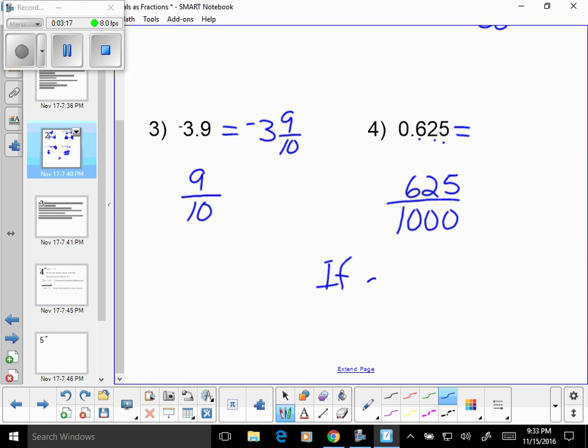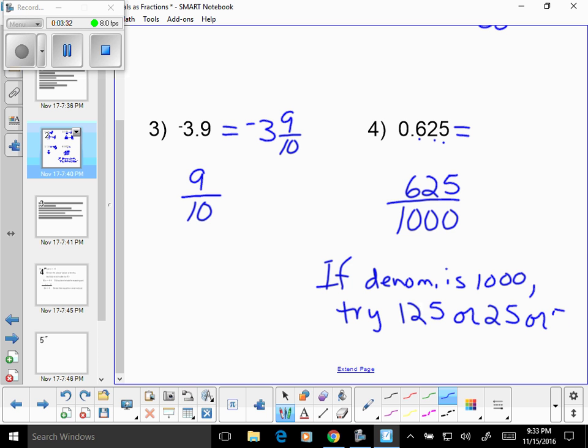If the denominator is 1000, my first thing is that I always try 125, and then if that doesn't work, I try 25. Then if it doesn't work, I go to 5. If you actually try 125 here, yes, go ahead, use the calculator to take 625 divided by 125. Some of you grabbed it anyway, I know you. Okay, you're going to get a 5/8. And sure enough, 5/8.